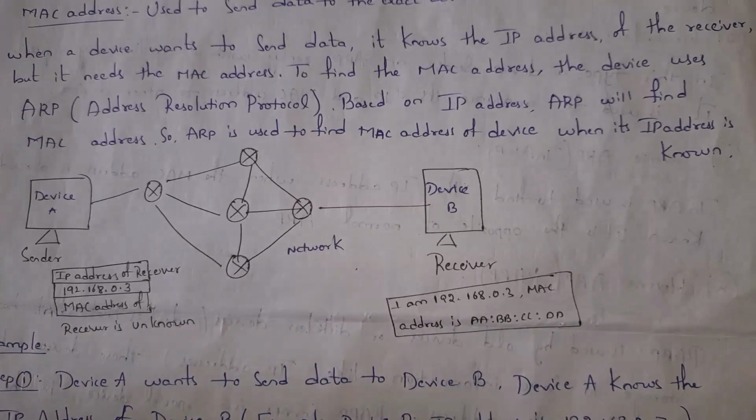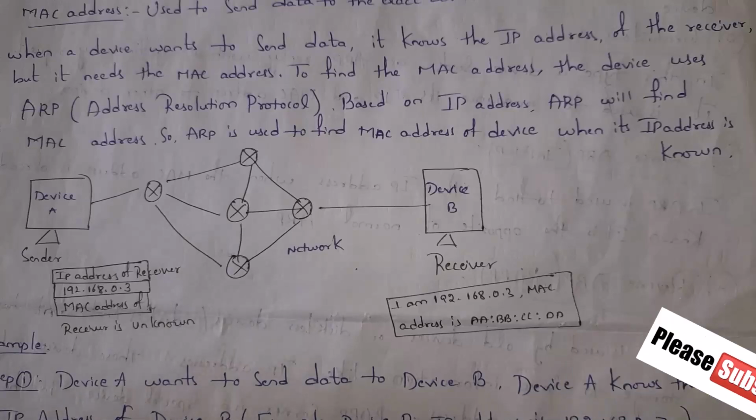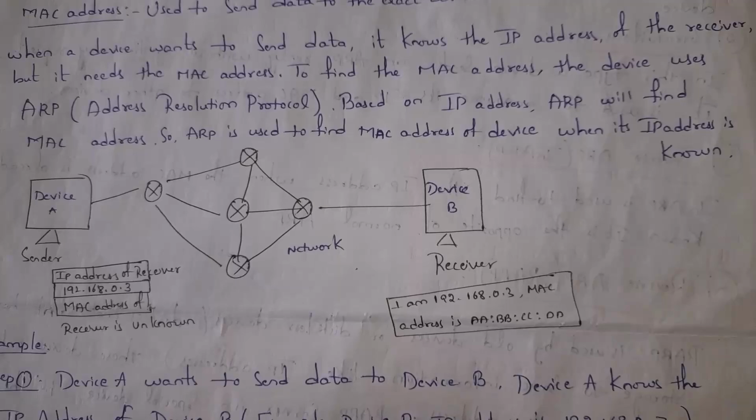Guys, whenever device A receives the MAC address of device B, device A will store that MAC address in memory. We call that memory the ARP cache. As device A already stored the MAC address of device B, next time whenever device A wants to send data, it will not ask for the MAC address again. Directly it will send data because the MAC address is already present in the ARP cache.